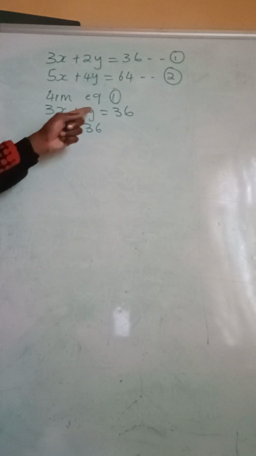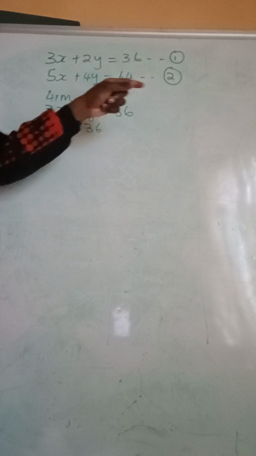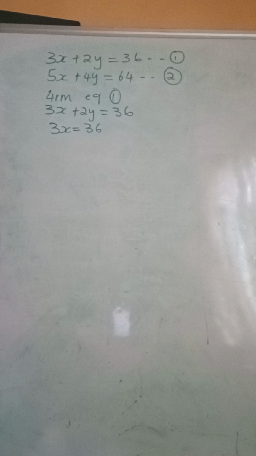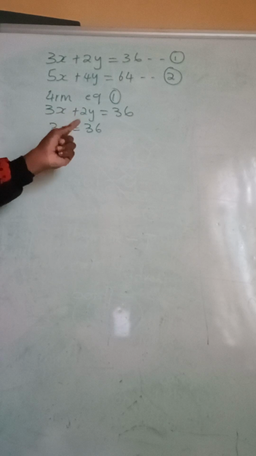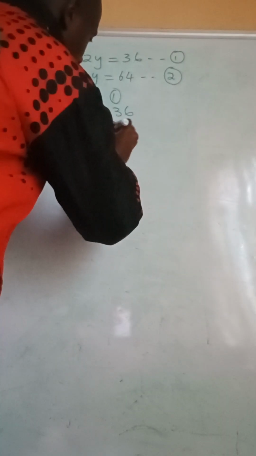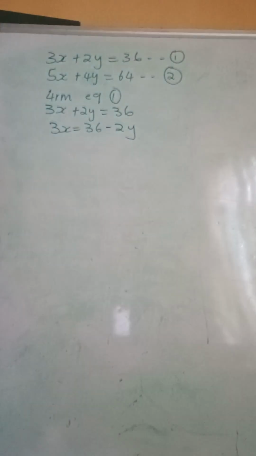When 2y crosses over to the right hand side, it is going to be negative, because on this other side it is positive. Remember that any number that crosses the equal sign changes its sign. So now we are going to have a negative 2y.